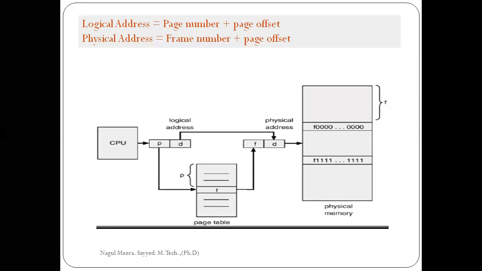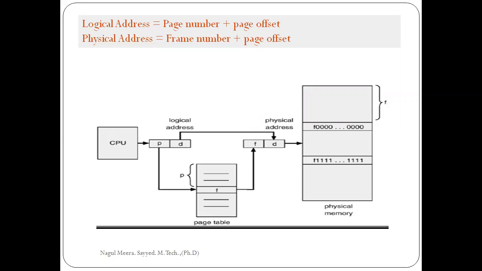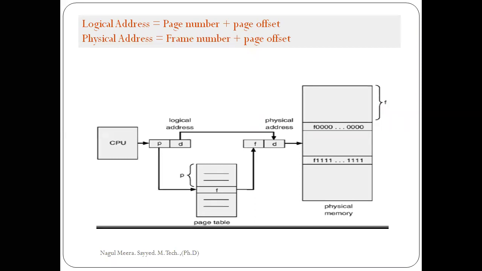The page table can store page numbers and frame numbers, that is P and F. Using this page number and frame number, the CPU can understand whether the particular process is in the main memory or not. If it is available, that particular process is executed. If it is not available, that process is not executed by the CPU.